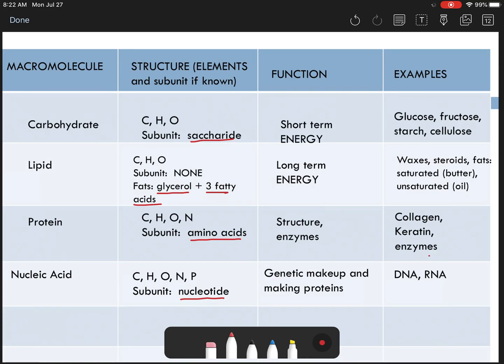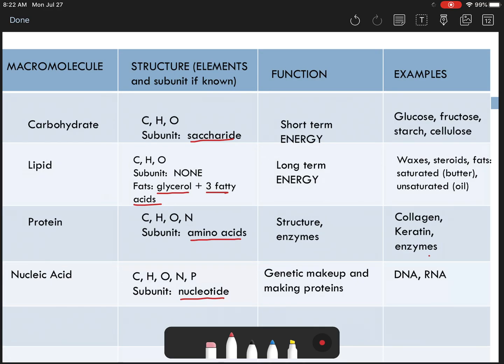What is their function? Again, remember carbohydrates, short-term energy, lipids, long-term energy. Proteins function as structure, enzymes as far as regulation, and then nucleic acids are your genetic makeup for helping you make proteins. And what are some examples of each? Carbohydrates had plenty: glucose, fructose, starch. Lipids, waxes, steroids, fats. Proteins, collagen, keratin, enzymes. Nucleic acids, DNA and RNA.